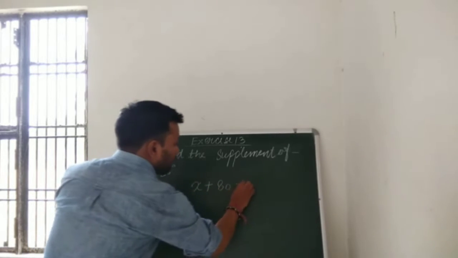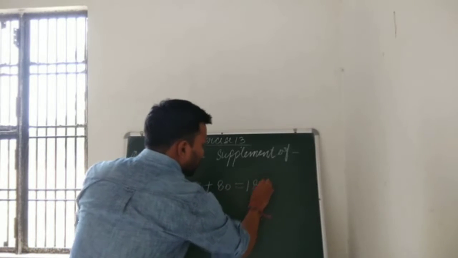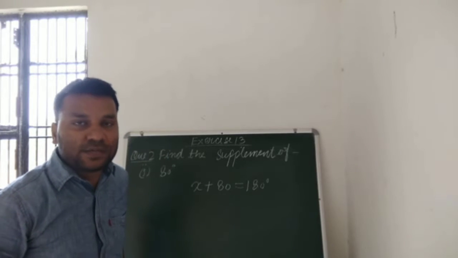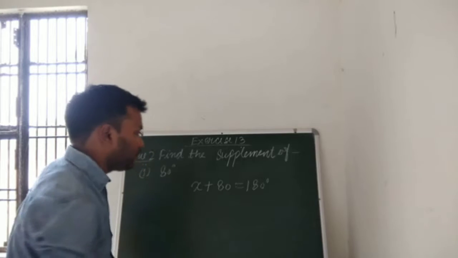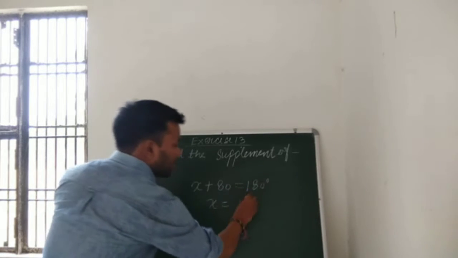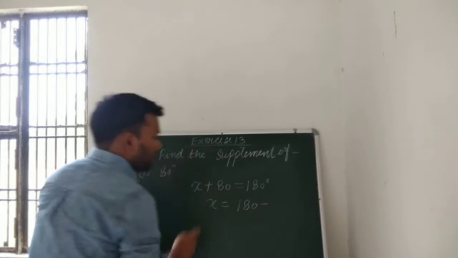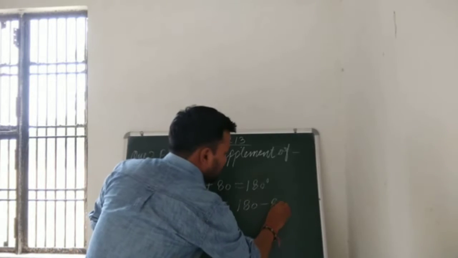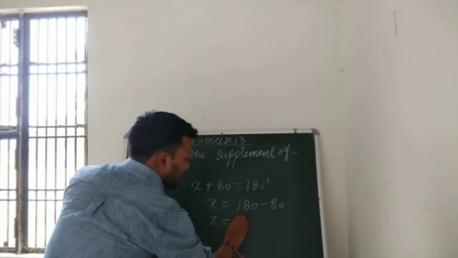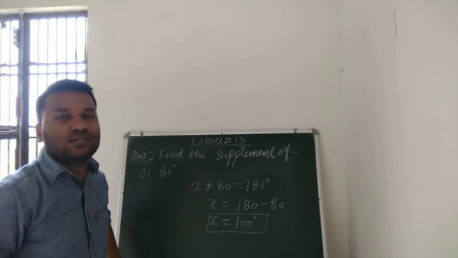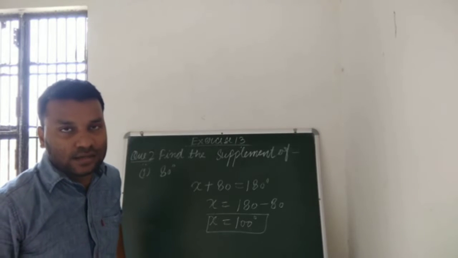Then the sum of x and 80 will be 180 degree, because we know that the sum of the measures of supplementary angles is always 180 degree. Now, for the value of x, we will take this 80 to the RHS and the sign of 80 will change. This positive sign will become negative sign, and thus we will get our answer as 100 degree. That is, the supplement of 80 degree will be 100 degree.